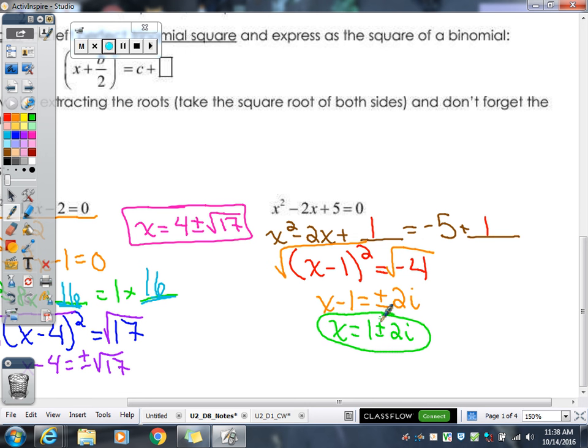Personally, I'm a big fan of completing the square. I always try to factor first. If that doesn't work, then I go into completing the square instead of the quadratic formula. I feel like it goes faster when you get used to it.